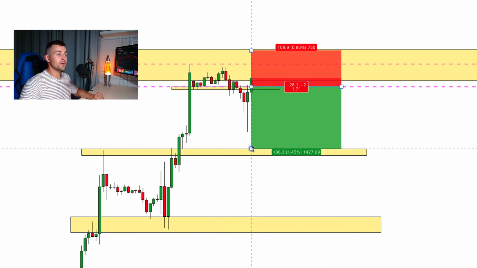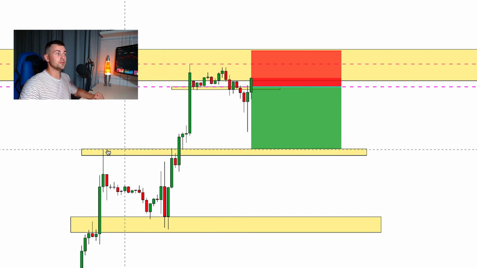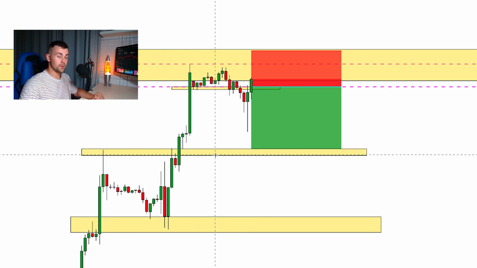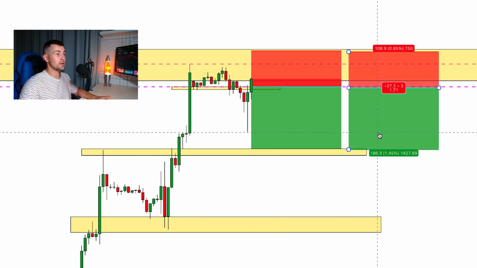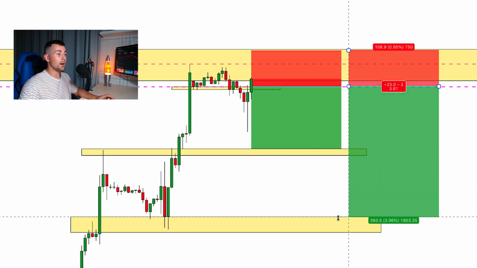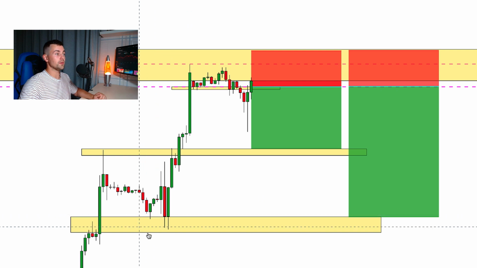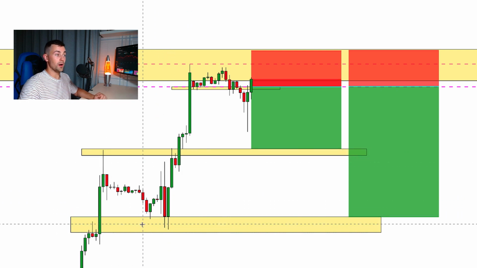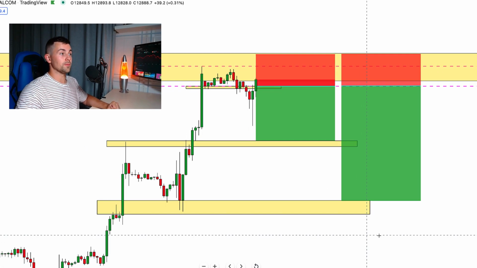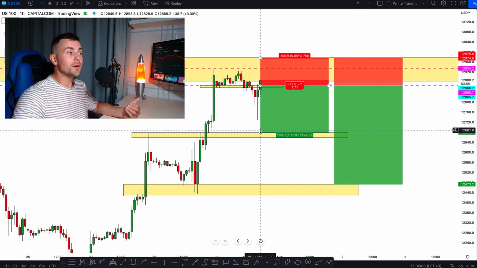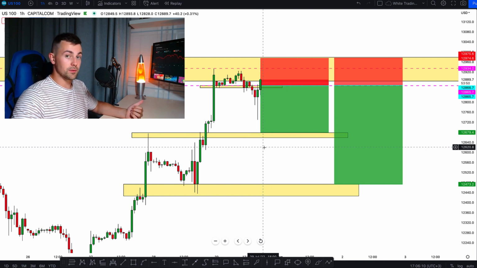And by the way, you can see that the initial target is adjusted based on the upper boundary of the structure that we spotted. And the same thing goes for the second target. Our second target will be the upper boundary of that structure, right? You can see that when drawing the structures, I consider the wicks. Wicks are very important.